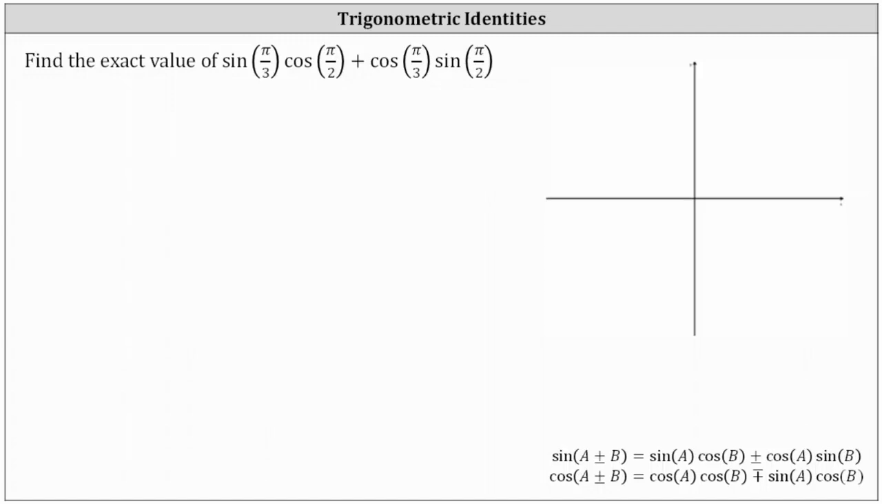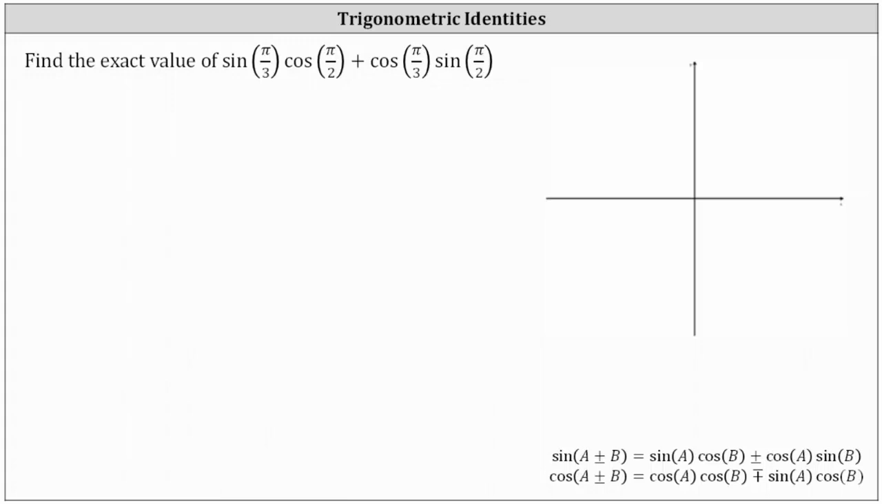We're asked to find the exact value of the given expression. We have sine of pi divided by 3 times cosine of pi divided by 2 plus cosine of pi divided by 3 times sine of pi divided by 2. This expression should remind us of the sum and difference identities for sine and cosine shown here below.